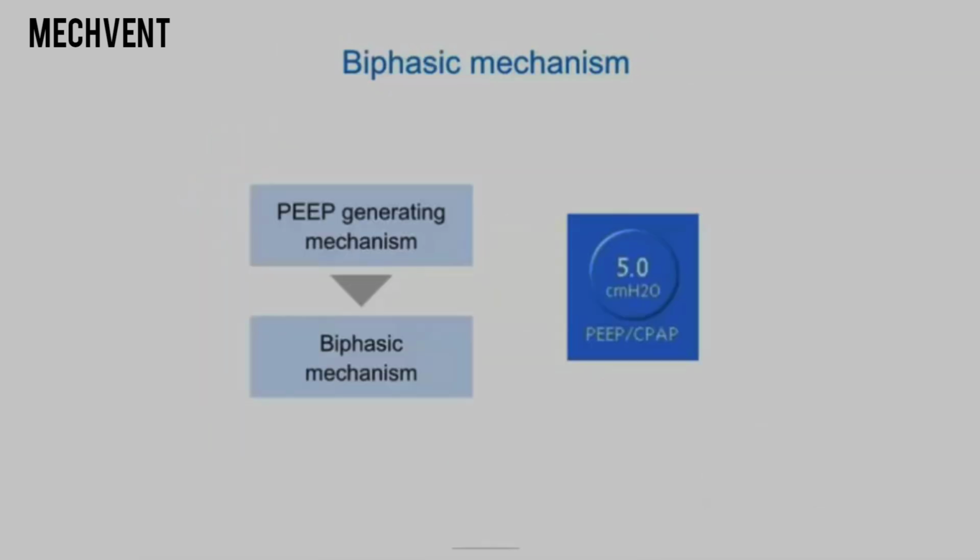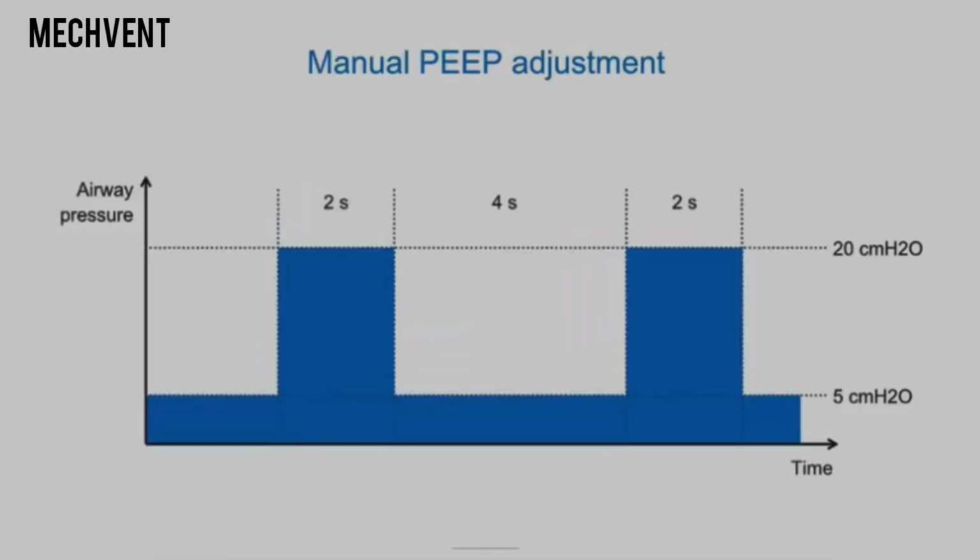Biphasic mechanism. The biphasic mechanism is an extension of the PEEP generating mechanism. You can find PEEP control in all ventilation modes. Let us do an exercise. Set PEEP to 5 centimeters of water. Wait for 4 seconds. Increase PEEP to 20 centimeters of water. Wait for 2 seconds. Repeat the above steps sequentially.